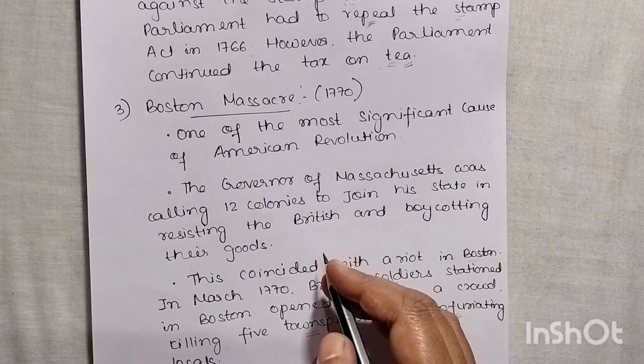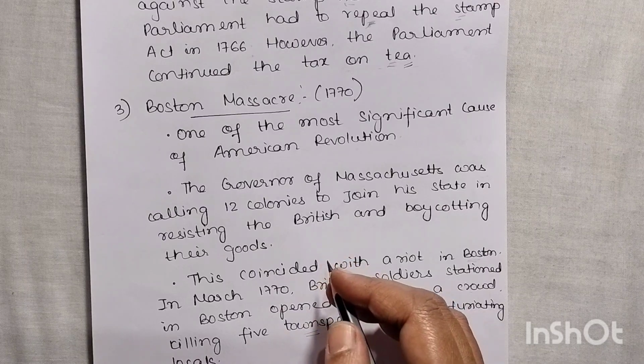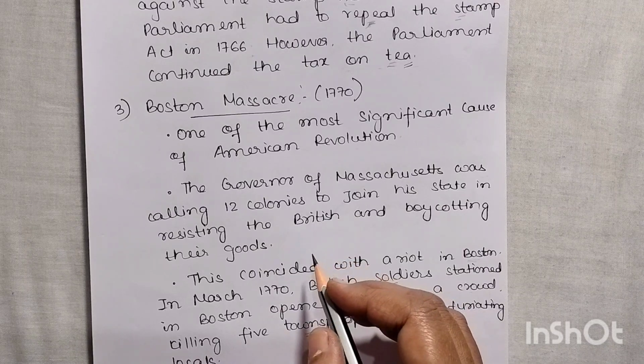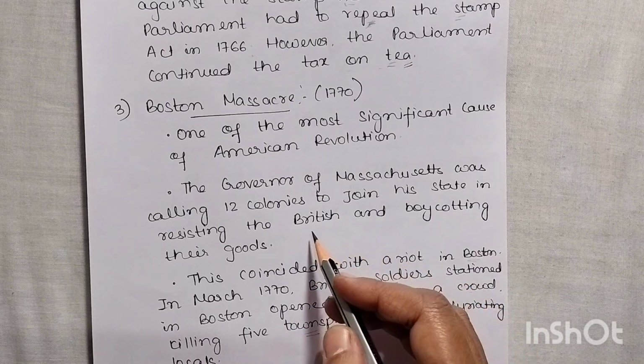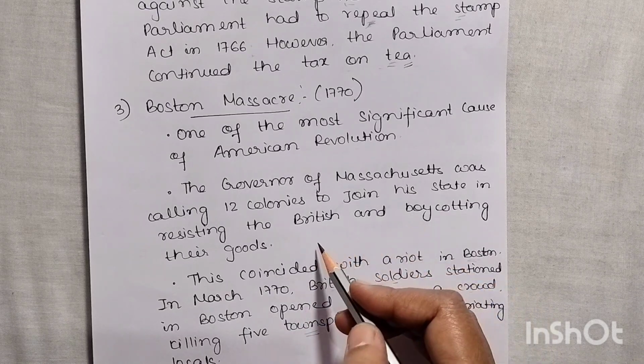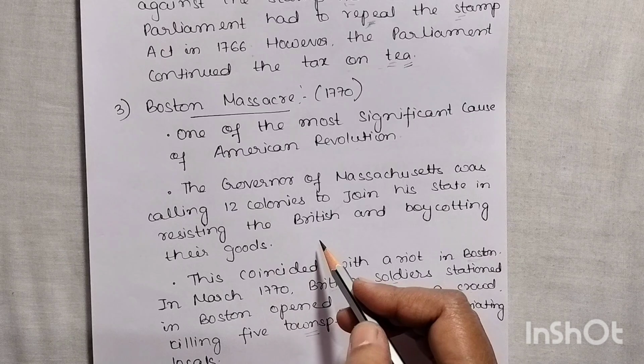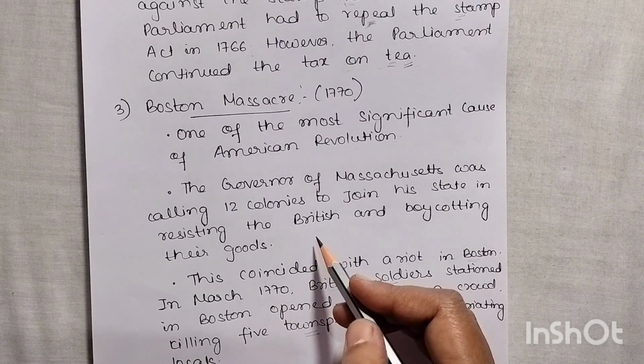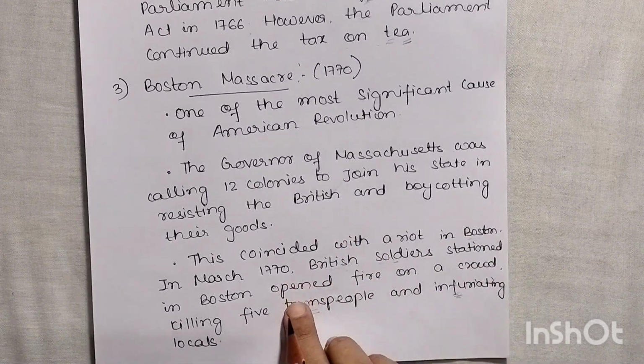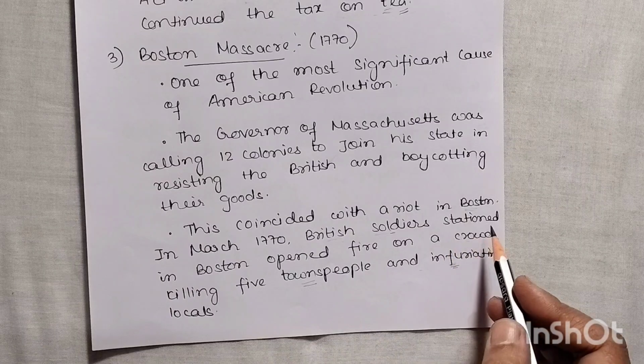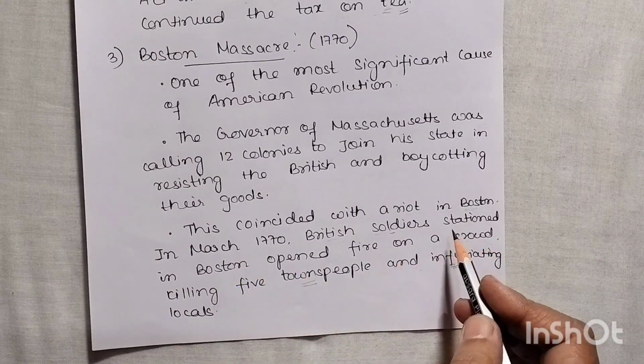So, he was of the opinion that we will combine together and consolidate this power over the 13 colonies. He was of the view that let us violate whatever taxes and other things have been imposed on the colonies, combine together and revolt against these Britishers. So this coincided with a riot in Boston.